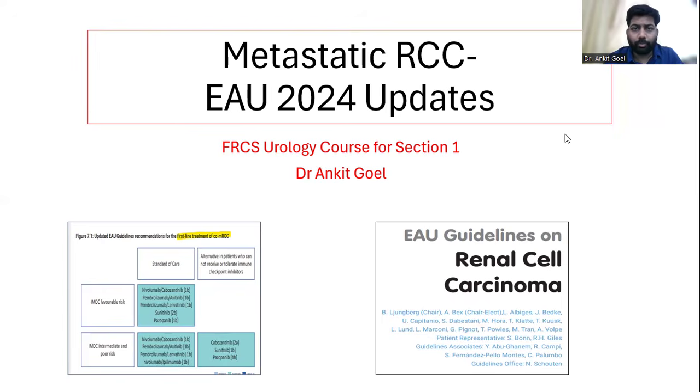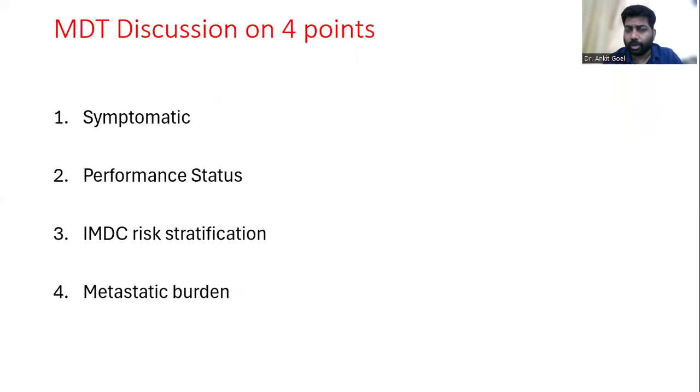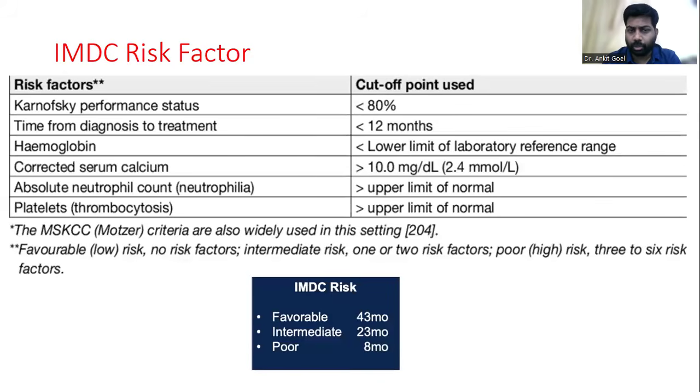So to begin with, what is important is the 4 points. Whenever there is a patient of metastatic RCC, you need to revolve your discussion around 4 important things: whether the patient is symptomatic or not, the performance status of the patient, the risk stratification, which is different from the performance status, and the metastatic burden, whether it's oligometastasis or a high volume metastasis. So we need to always think about these 4 things in a patient with metastatic RCC before we plan our management.